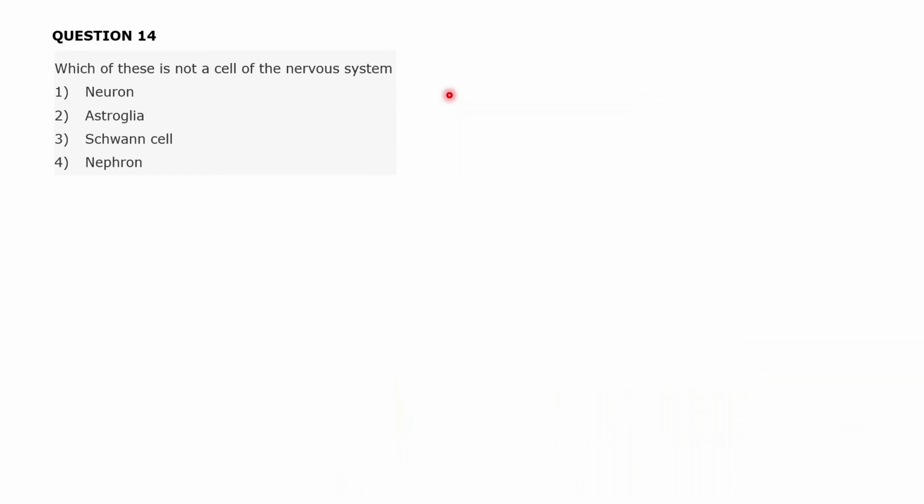So coming on to question number 14. Which of these is not a cell of nervous system? First one is neuron, second one is astroglia, third one is Schwann cell, and fourth one is nephron. Which might be the answer? Option number D. Yeah, you are right. Basically, nephron is a part of kidney, right? It's the single most elemental unit that is important in kidney, for blood filtration and everything.